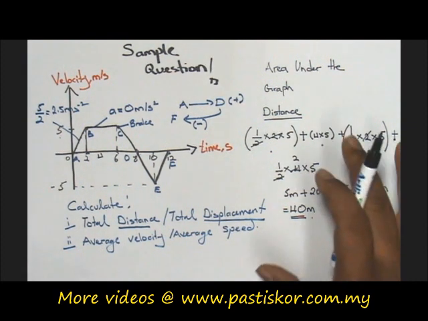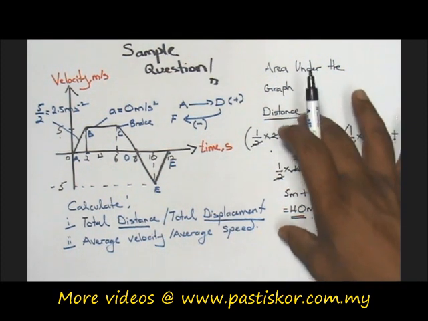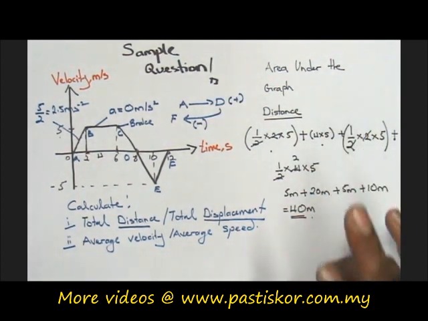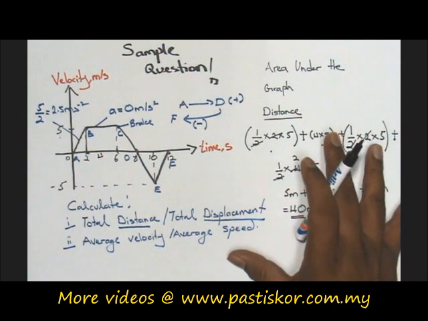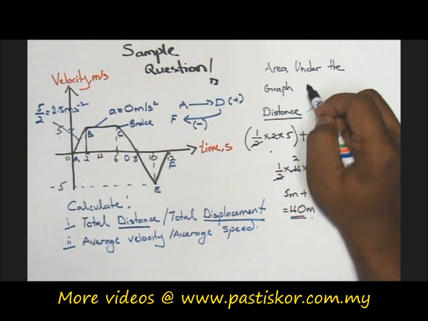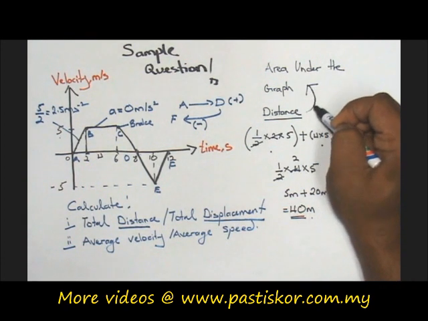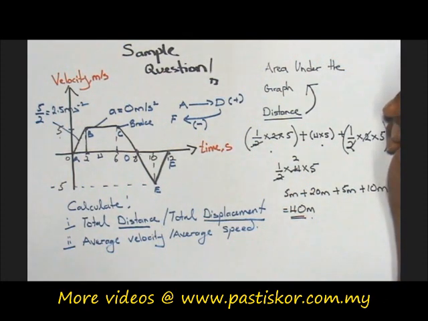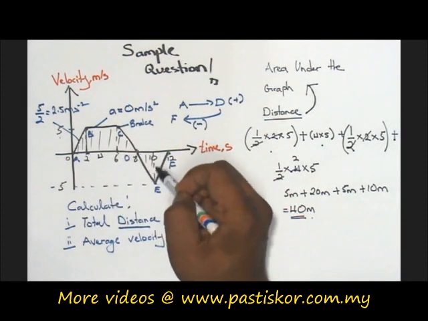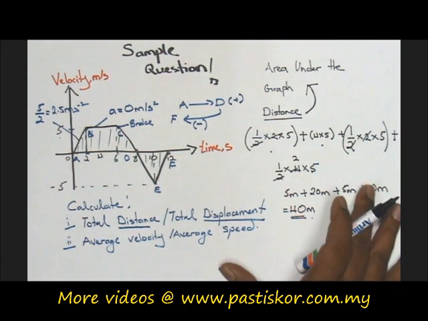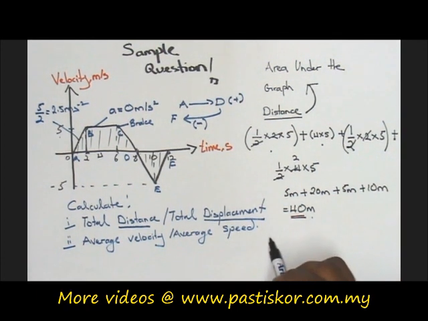Now, as I said, guys, distance is a scalar quantity. It does not have a direction. Your distance is simply the area under the graph. So whatever area that you have under the graph, that is your distance. Now, how do you calculate your displacement? I'm just going to write here.